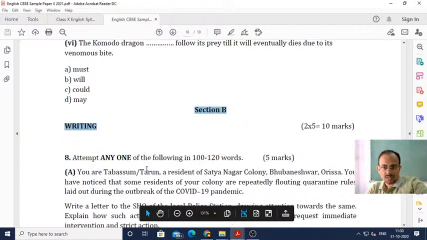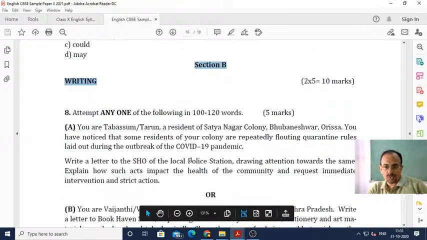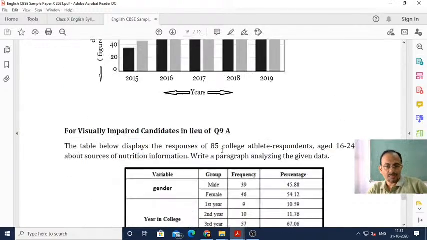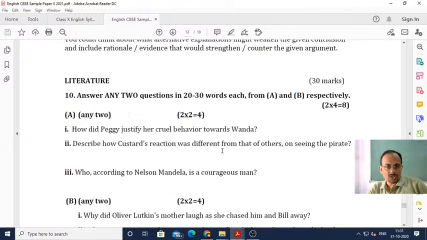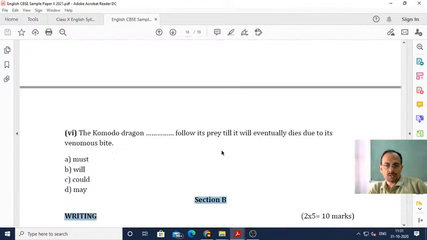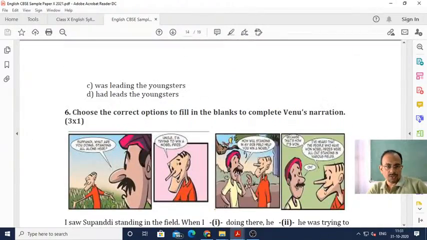Now they will go with all the subjective type questions. There will be no multiple choice here. So all multiple choice they have arranged in the first section itself, and in the second section you shall not find any multiple choice question. 5 marks writing skill, then you can see here the writing skill 5 marks. Then literature, all this, okay. Now this is how the question papers are being set for your board examination, okay.